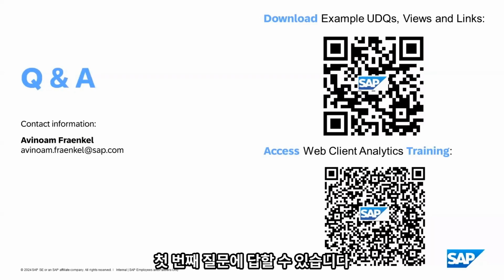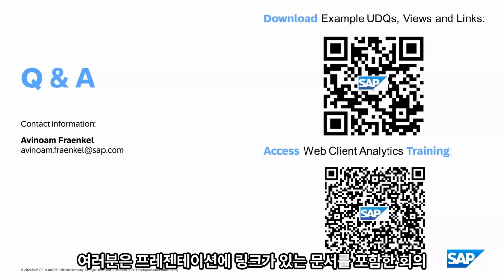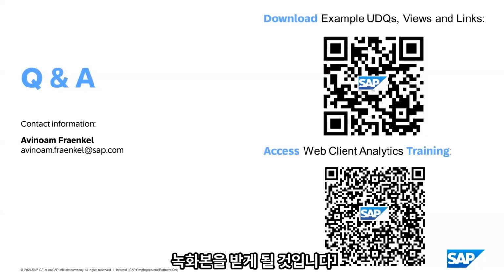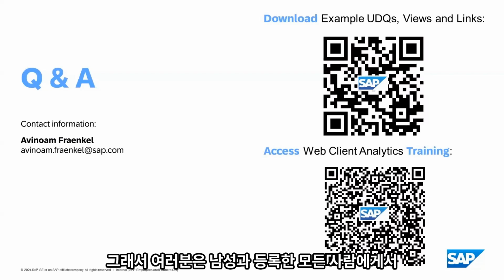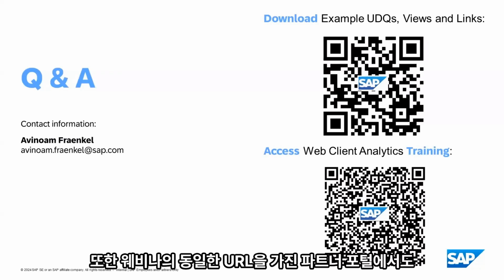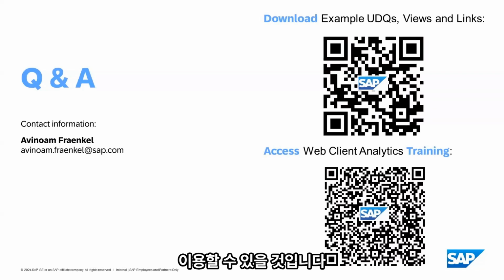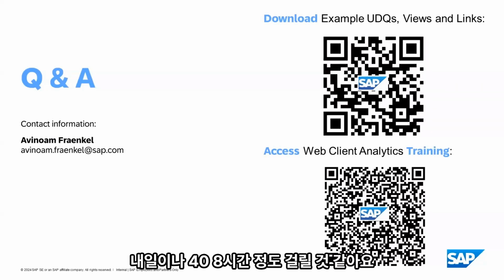So we'll start with the Q&A. I can answer the first one. You will receive the meeting recording, including the document with the links that Avinam presented. You will get it in a mail, anyone who registered, and also it will be available in the partner portal with the same URL of the webinar, I guess, tomorrow or within 48 hours. So that's the first question.